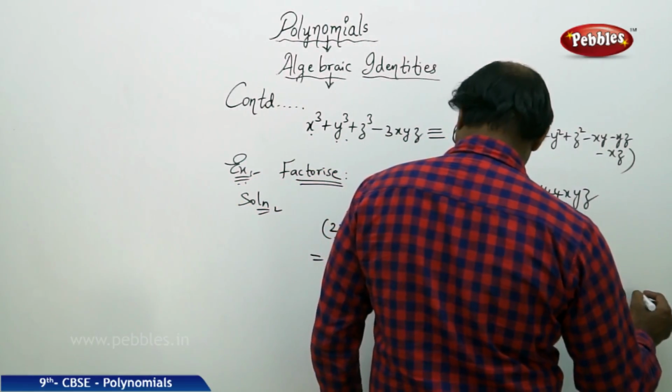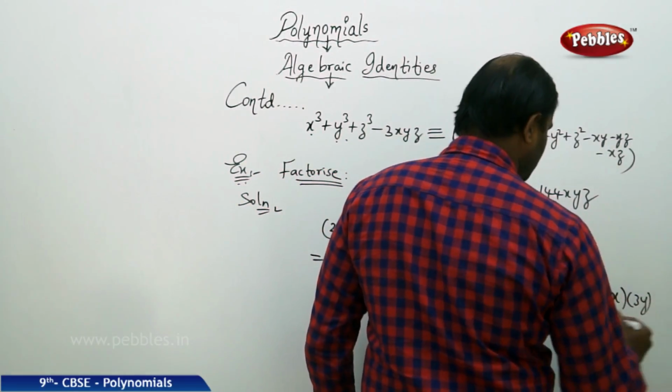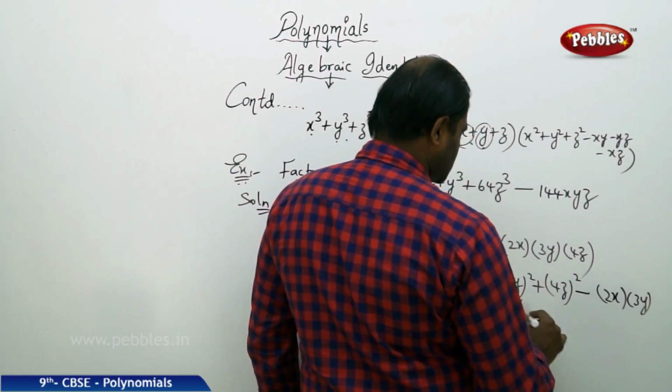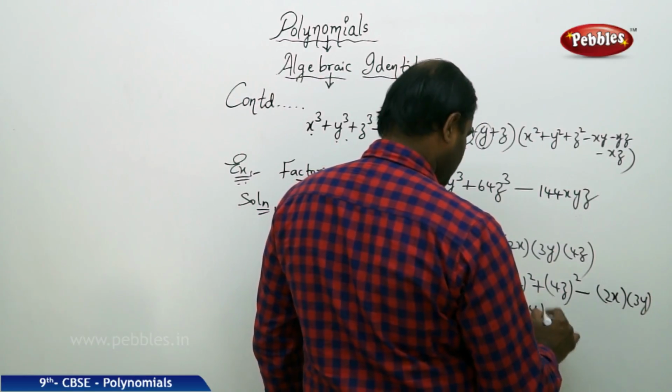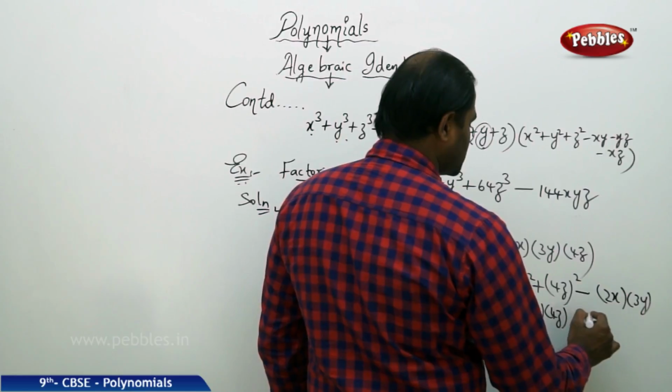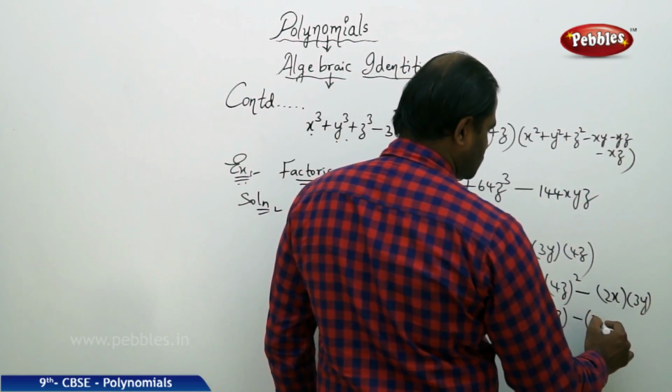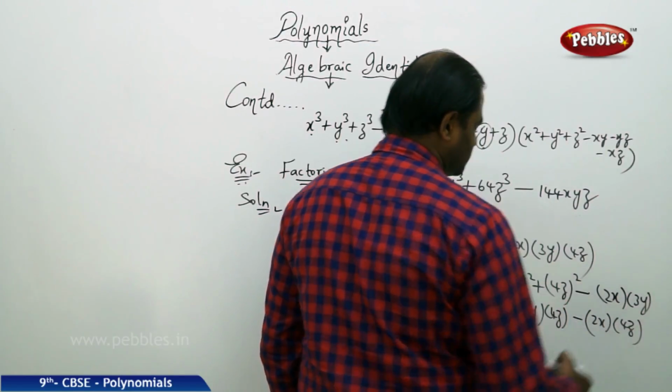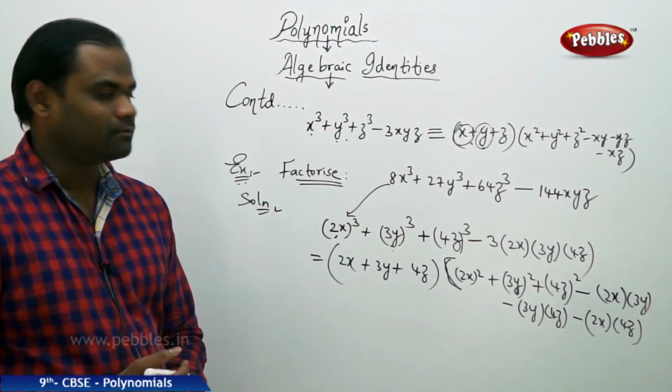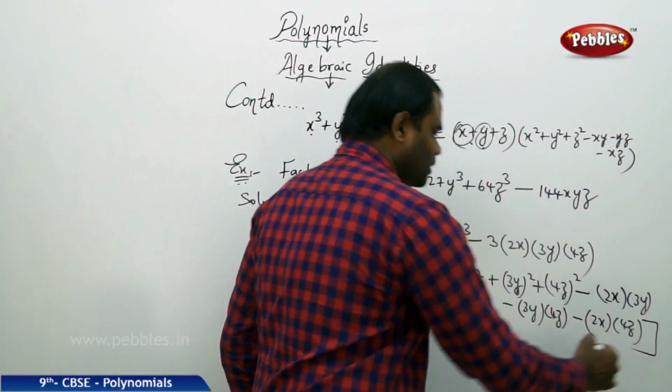So 2x, 3y, minus 3y, 4z, minus 2x, 4z is what we get when we expand through the formula.